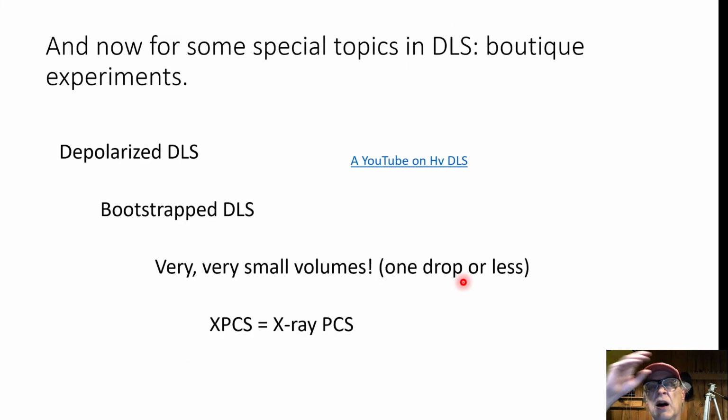Okay, there are some special topics in dynamic light scattering involving depolarized light scattering, and I'm going to run through these really quickly. And there's even now a version of dynamic light scattering done with X-rays, and it's called XPCS. PCS means photon correlation spectroscopy. A lot of people call DLS PCS. It's almost synonymous. But when it's done with X-rays, it's a little different.